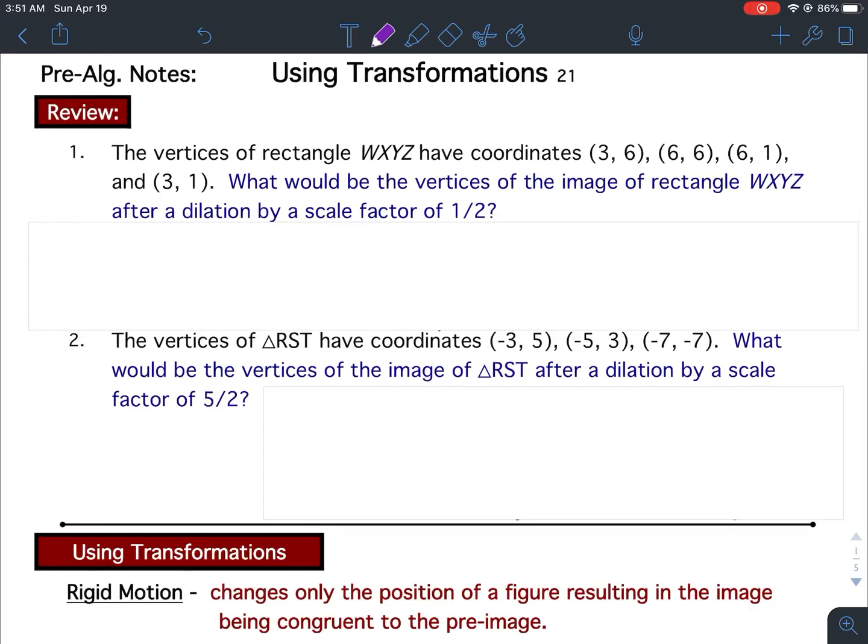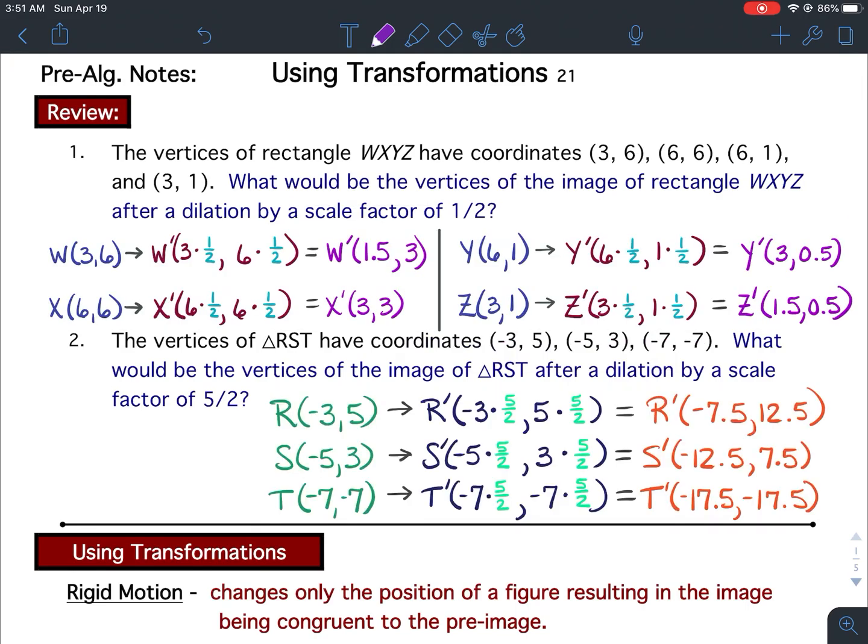Using transformations, lesson 21 notes. You should have already uploaded the notes from Schoology into Notability and attempted to do the review. I told you in the update that you should use decimals for your final answers. You could have had it as improper fractions or mixed numbers as well. I just thought if I told everyone to have it as a decimal, we could all be on the same page. So go ahead, pause the video, and check your answers to the review.